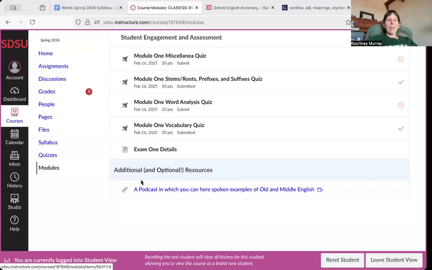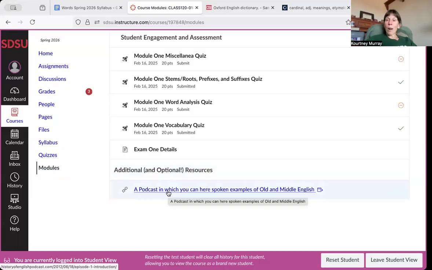One last thing, every module will have additional but optional resources. I'm a big podcast listener. I'm a big consumer of random time sync media. And so if there are things that I think would be interesting to you, I will put them here. You are under no obligation to look at them, to think about them, to talk about them. They are just there in case you are that student who's like, man, I really wish I could hear spoken examples of Old and Middle English. Here it is for you.